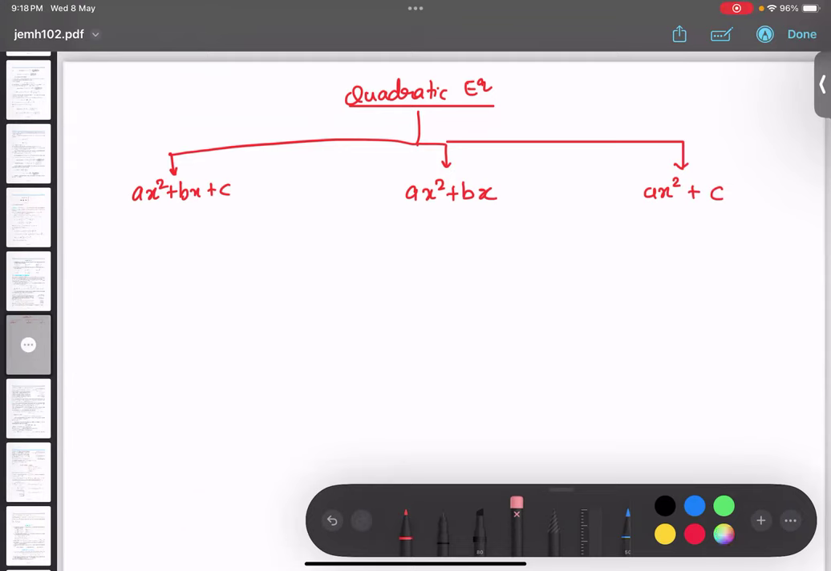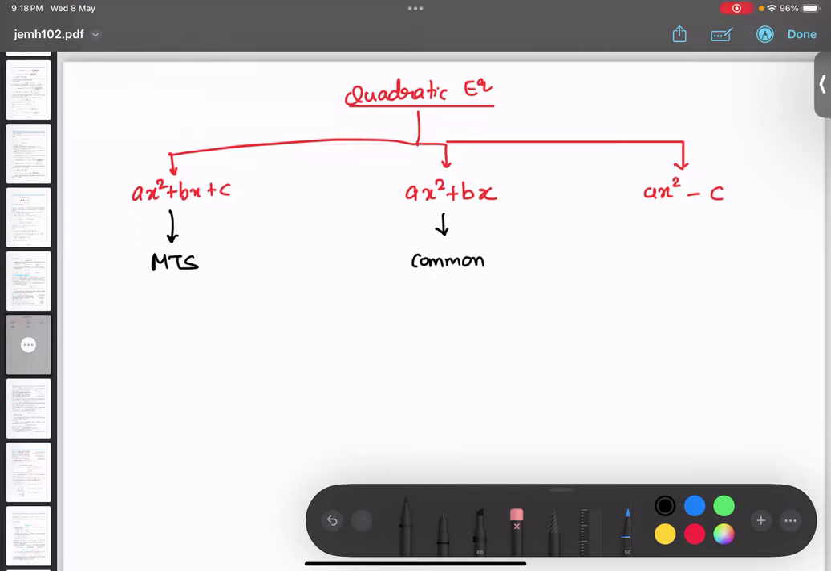It is generally minus c, not plus. You will see that it is generally minus. So in the first case, we have to do middle term splitting always. And we have done this many a time. Yes or no? Yes. And in the second case, always take common.